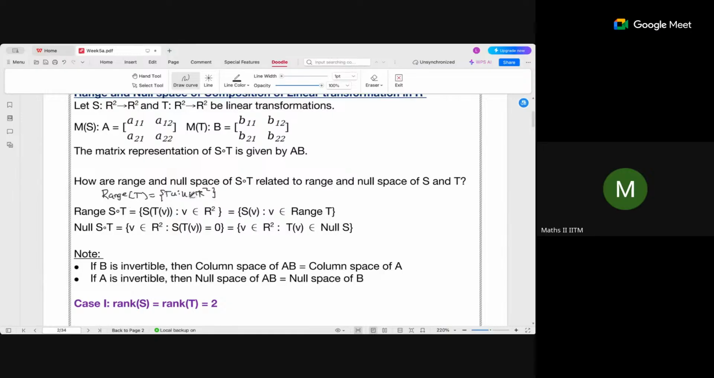First we are just writing the definition of range. In the second step, I'm again using the definition of range. So what is the definition of range? Here, the set of all TV such that V is in R2 is nothing but the range of T. So I can replace this TV as just V in range of T. Why am I replacing it? Is that clear? Because it is just the definition: the set of all TV such that V is in R2 is nothing but the range of T.